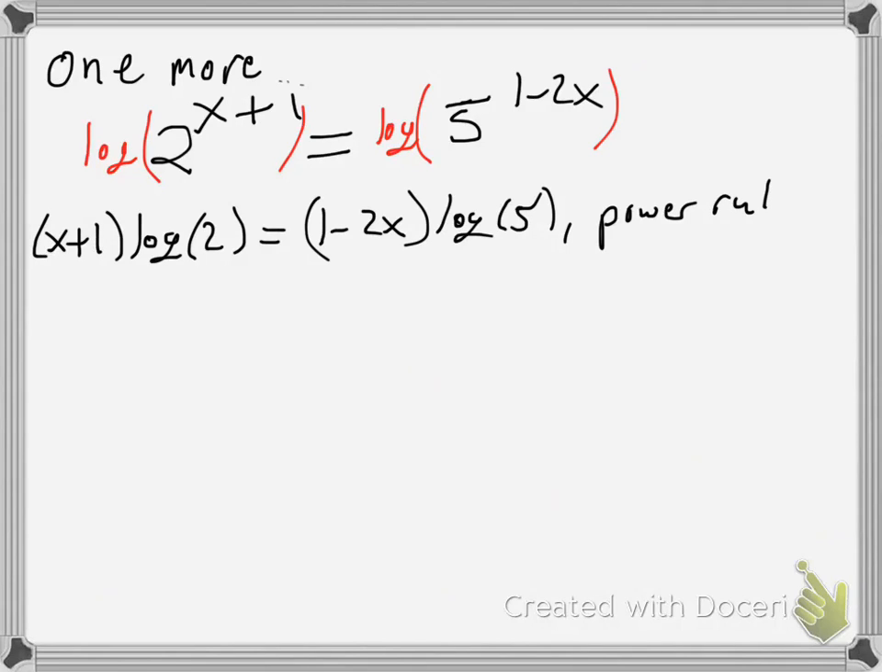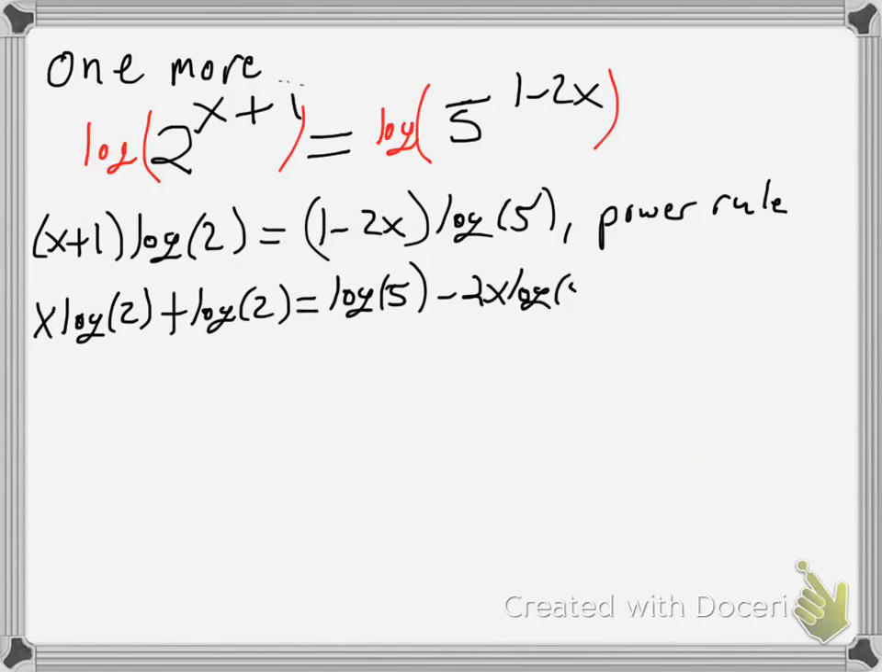Now this is just a regular algebra problem. It's just got those funky looking logs in there. But we're going to use the distributive property on both sides. So x log 2 plus log 2 equals log 5 minus 2x log 5, and that was using the distributive property.